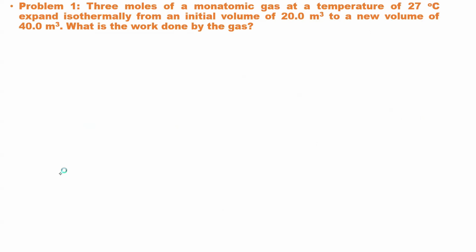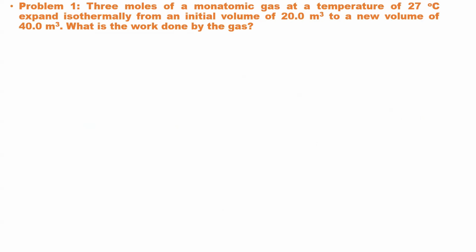So now let's look at example three. We now have 3 moles of monoatomic gas at a temperature of 27 degrees centigrade, expand isothermally from an initial volume of 20.0 meter cube to a new volume of 40.0 meter cube. Then what is the work done by the gas?